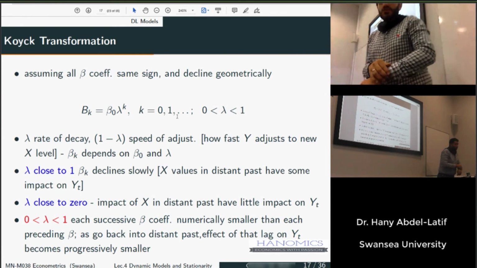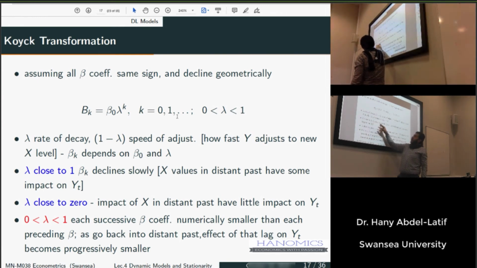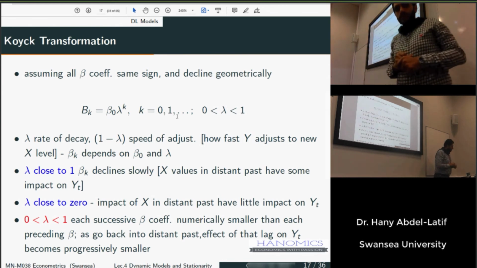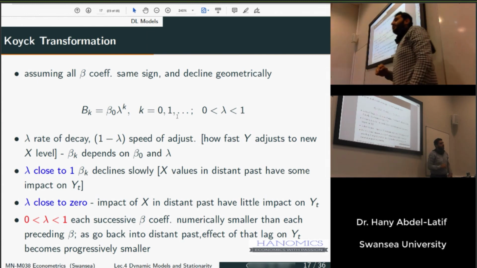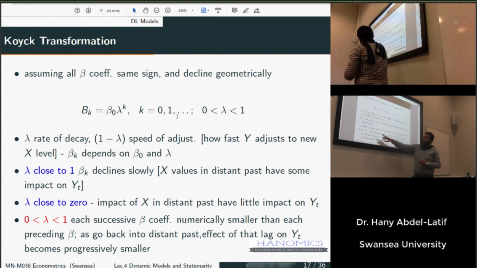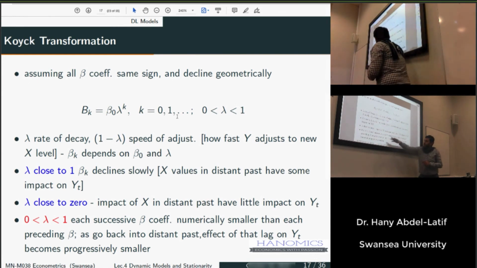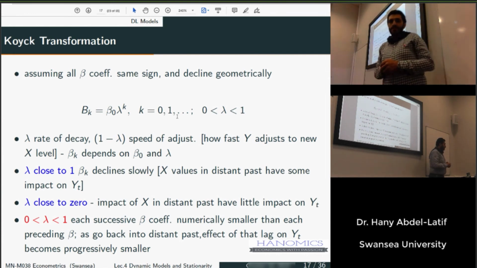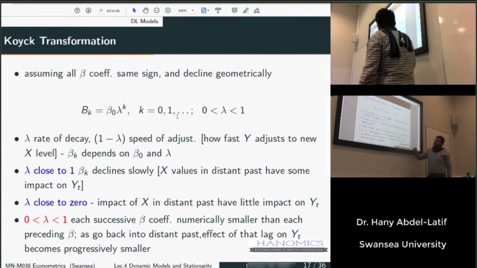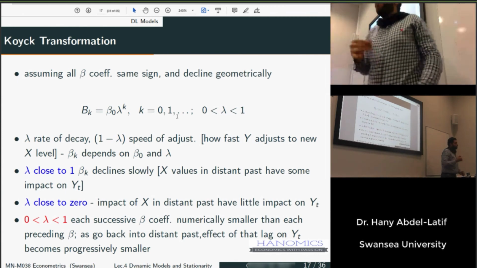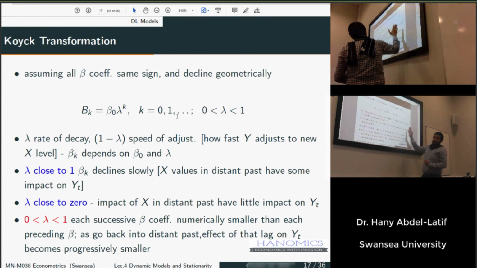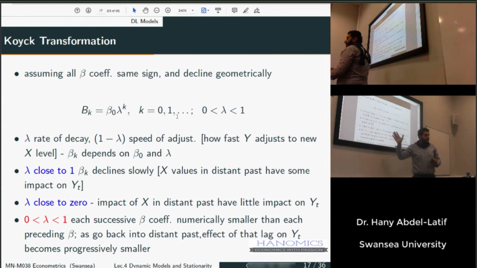Okay, so as we said, this lambda will be between two values, 0 and 1. If this is close to 1, that means this declines slowly, so it's very slow, and that means the x values in the distant past have some impact on yt. The other case, if this lambda is close to 0, so it's very small, that means the impact of x in the distant past has little impact on yt. So it really depends on the value of lambda. But what we know here is that 1 minus lambda is the speed of adjustment. Again, what do we mean by the speed of adjustment? It is how fast y adjusts to changes in x.